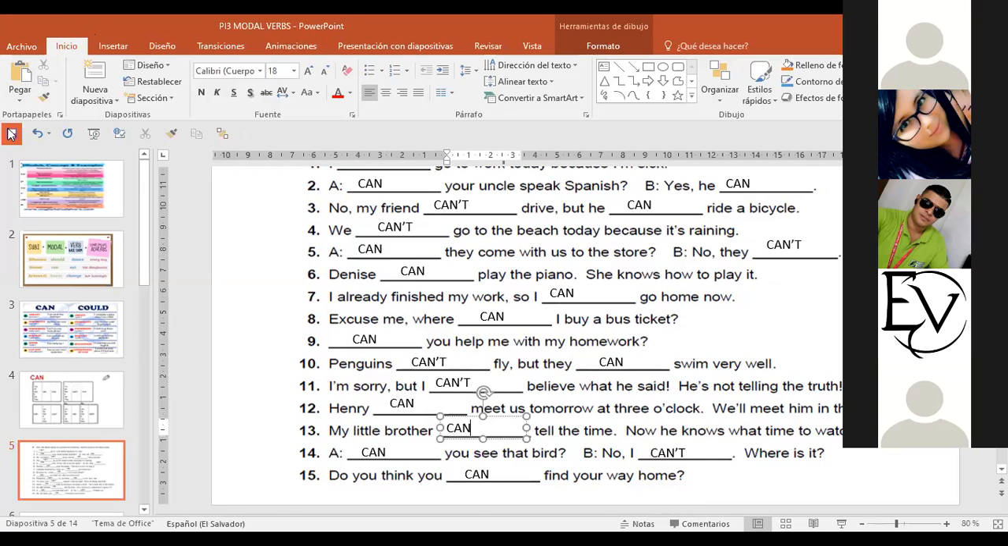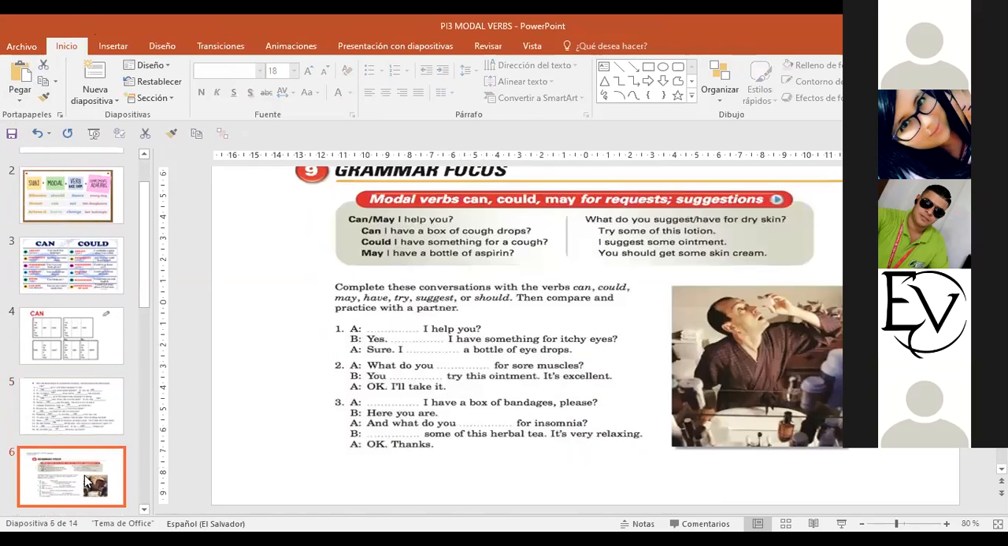Okay, let's continue with the other examples. Now we are going to perform a conversation. I have here an example of a conversation, and you can say, can I help you? But remember that can I help you is a little bit informal. It's formal when you say, may I help you?